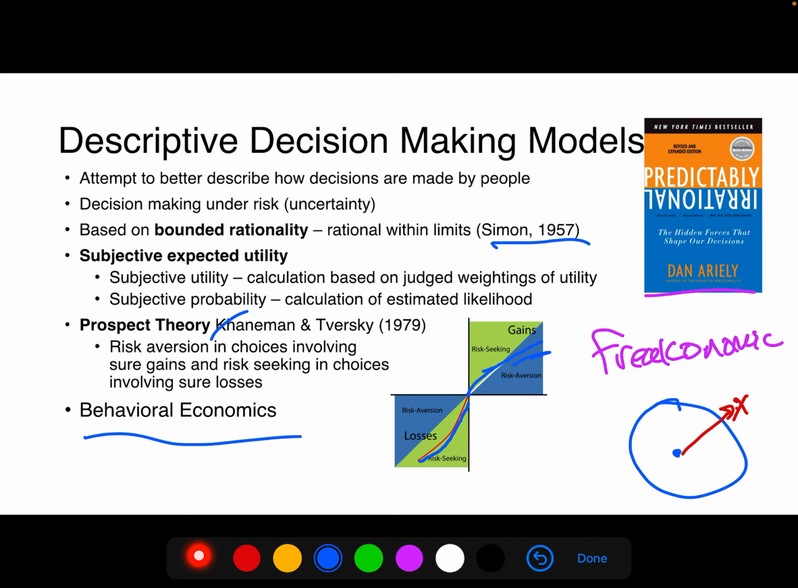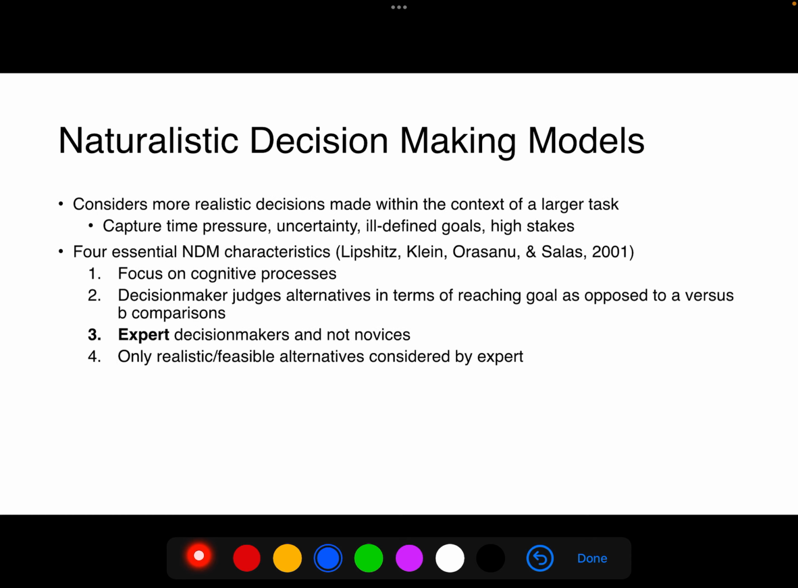I often joke behavioral economics is economists discovering psychology, because psychologists have been talking about these kinds of trade-offs for a century or two. Anyway, then we go into naturalistic decision-making models. Now remember, this is some version of descriptive, but typically is about larger tasks and expert populations, with more complexity and nuance or steps. So we consider more realistic decisions made within the context of a larger task.